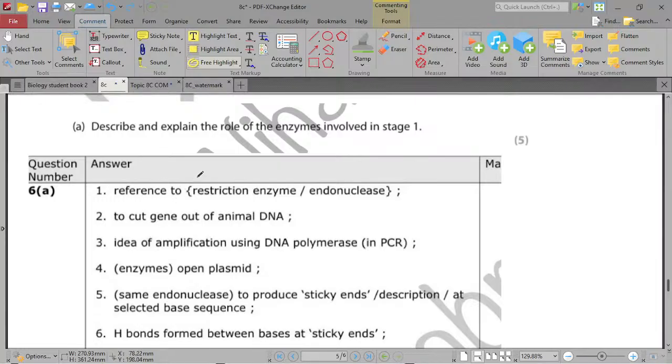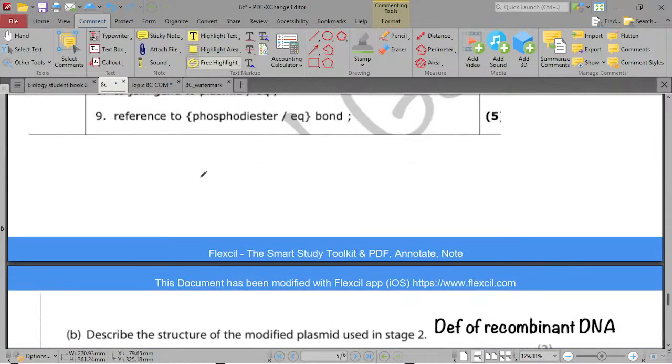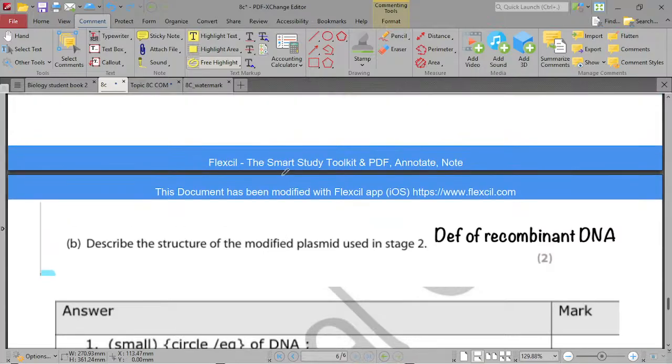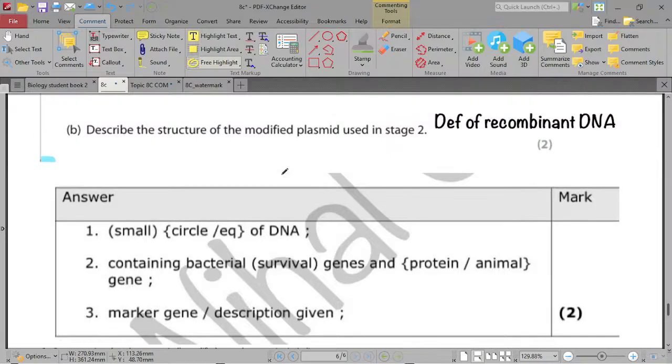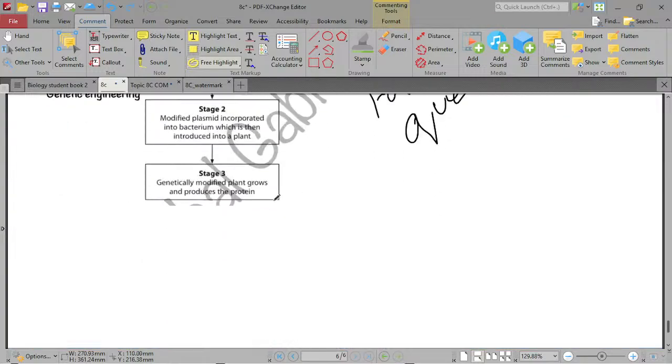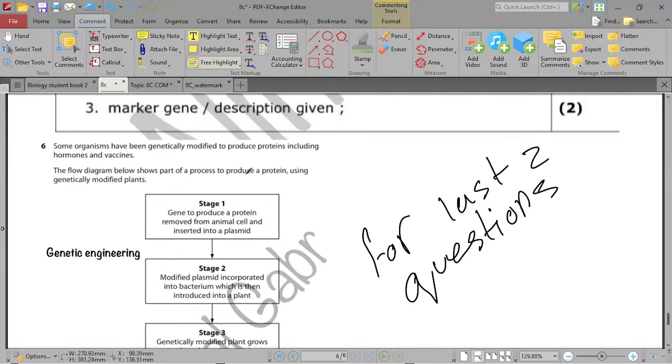Describe the roles of the enzymes involved in stage 1. They didn't really show us, but it will again. Describe the structure of the modified plasmid used in stage 2. Definition of recombinant DNA: a small circle of DNA or plasmid containing bacterial survival genes and protein animal genes, marker genes as well. For the last 2 questions, oh okay, it's right here.